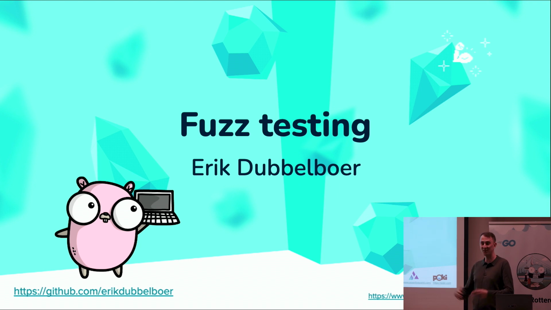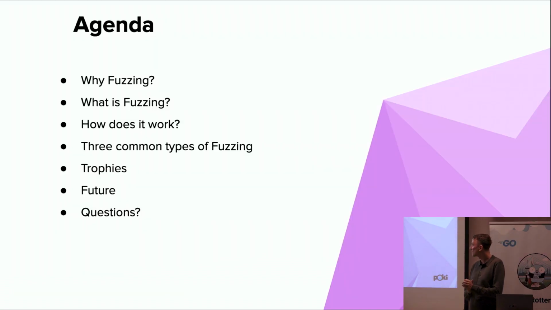And my first question to you all is, who already knows about fuzz testing? Who has used it before, maybe even? Okay, only a couple of people. That's good. Then it's at least new for a lot of people. Okay, what am I going to talk about? I'm going to talk about why fuzzing, why fuzz testing. Fuzz testing is also called fuzzing. What is fuzzing? How does it work? Three common types, trophies, the future for it, and then the questions.